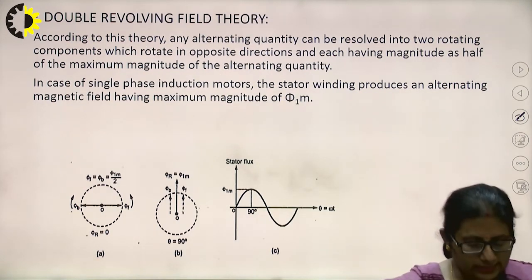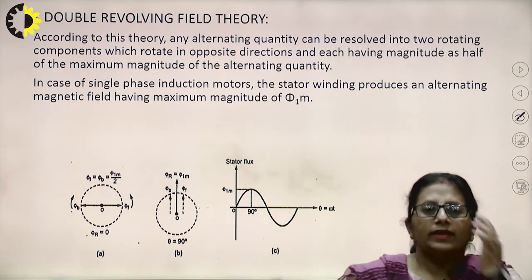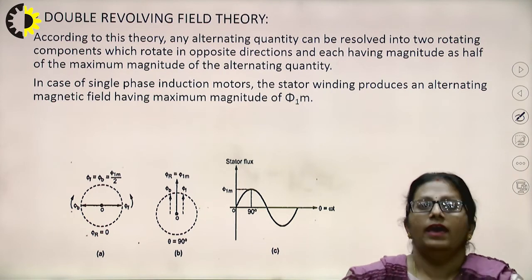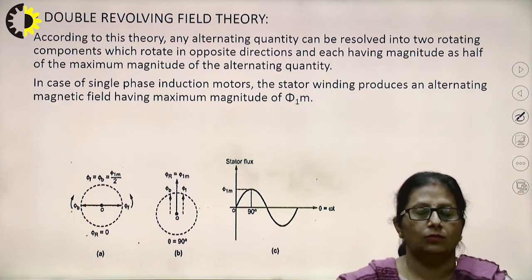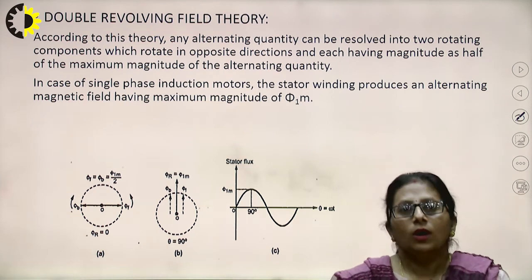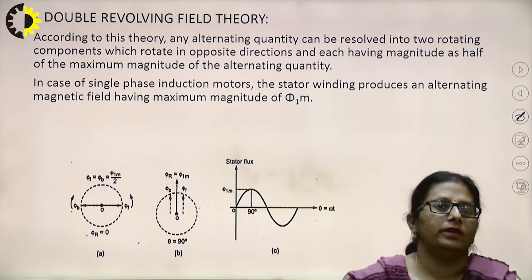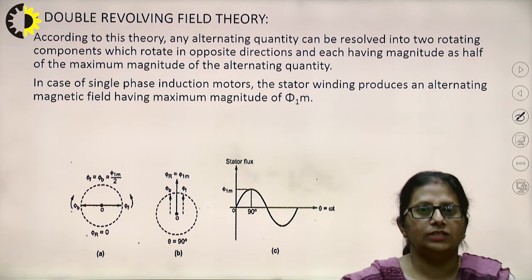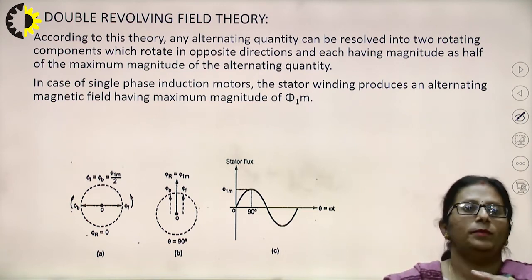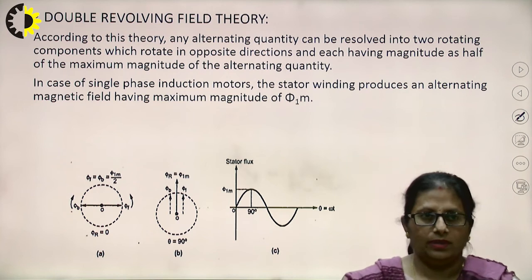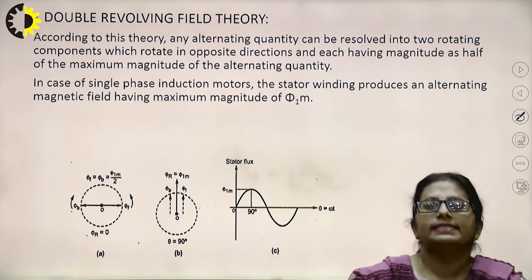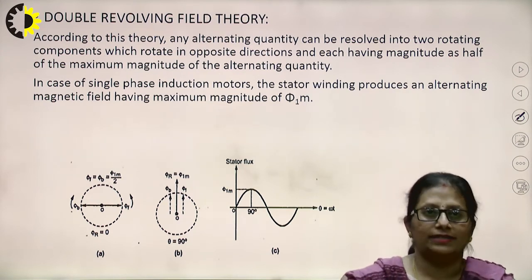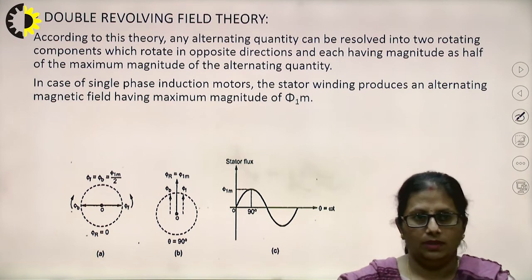Now, what is this double revolving field theory, right? We'll first go with what this double revolving field theory is, and from here itself, we'll derive why we are studying this and what its significance is. According to this theory, any alternating quantity can be resolved into two rotating components, which rotate in opposite directions, each having a magnitude of half of the maximum magnitude of the alternating quantity, right. In single phase induction motors, the stator winding produces an alternating magnetic field having the maximum magnitude of φm, okay, that can be seen.